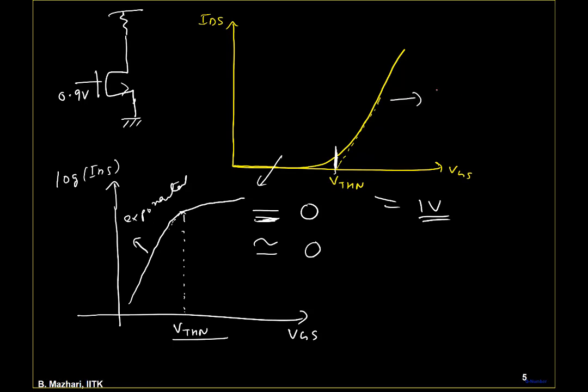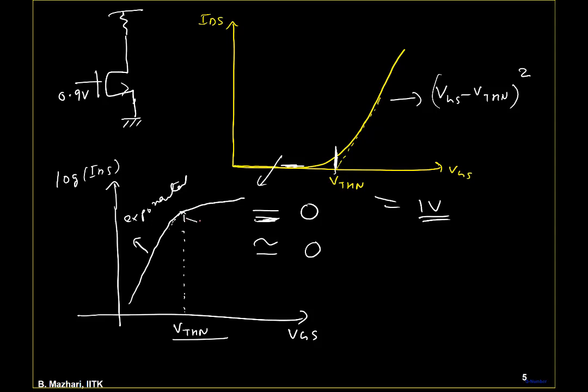While above threshold, the current, as we just saw, goes as VGS minus VTHN squared. Above threshold, it goes as square. Below threshold, it falls exponentially. So do not get confused by looking at the linear graph and think that below threshold the current is 0. The current is falling.